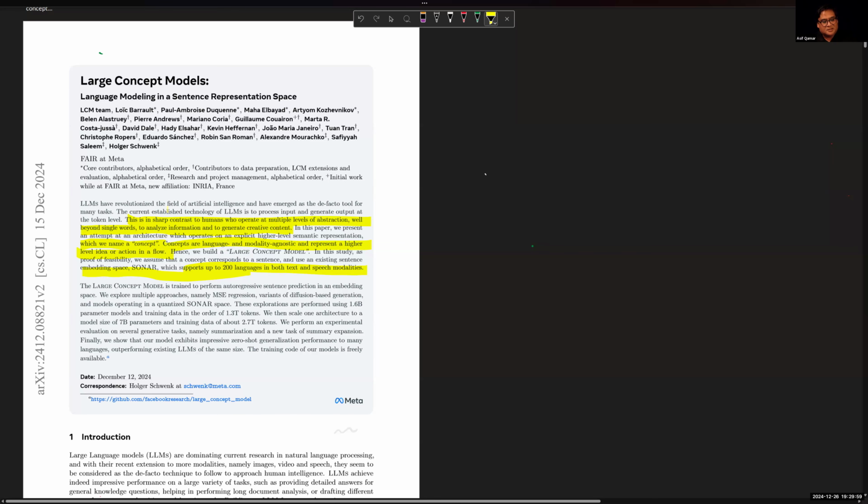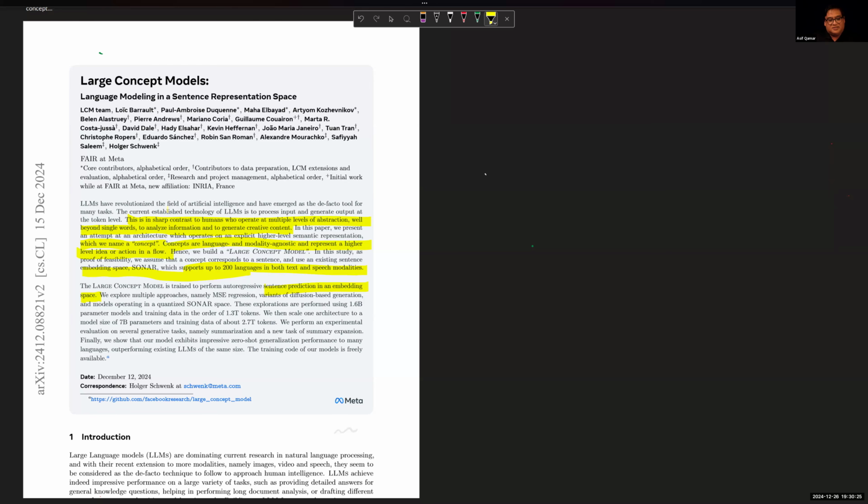Continuing on, the large concept model is trained to perform autoregressive sentence prediction in an embedding space. And that is the most crucial thing. All the activity happens in the embedding space. This, of course, if you are familiar with JEPA, the I-JEPA, V-JEPA line of thinking, you know that much of the work in those papers too was done in the embedding space or the latent space.